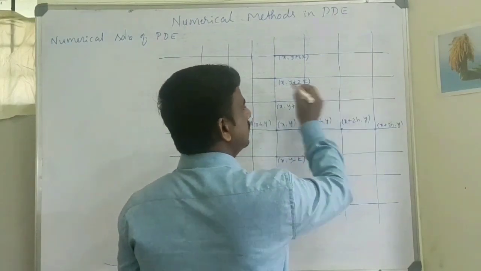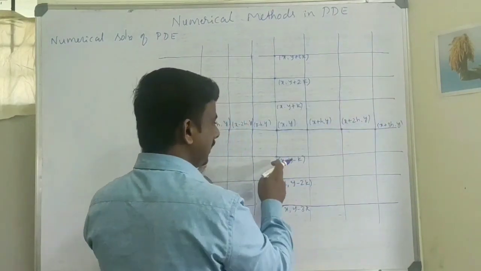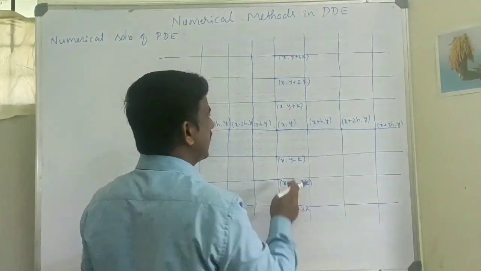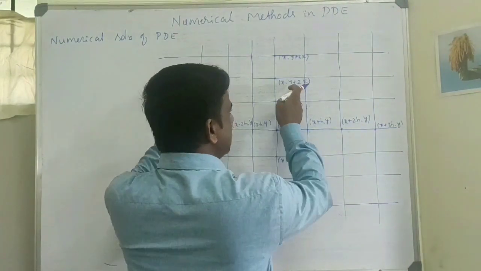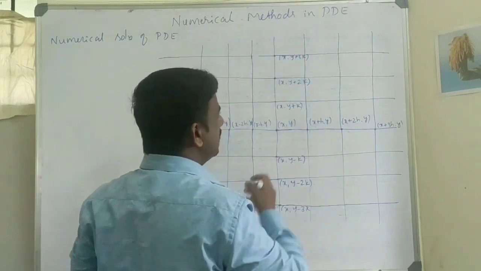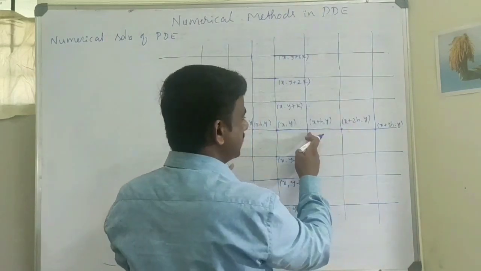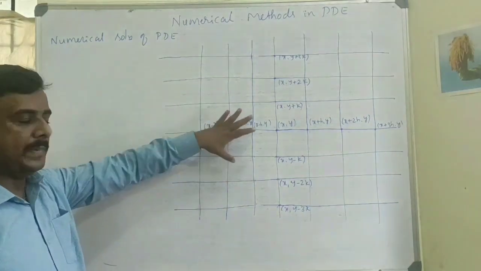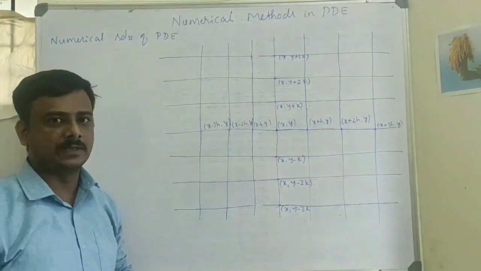Then draw straight lines passing through (x, y minus k), (x, y minus 2k), (x, y minus 3k), and (x, y + k), (x, y + 2k), and so on. Similarly, draw vertical lines passing through these points. You get a rectangular mesh as shown in this figure.